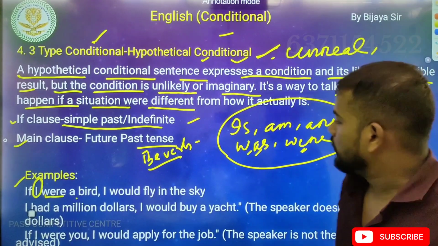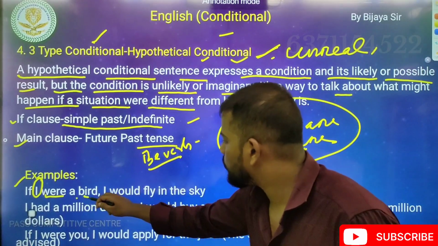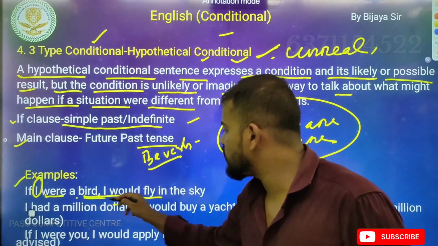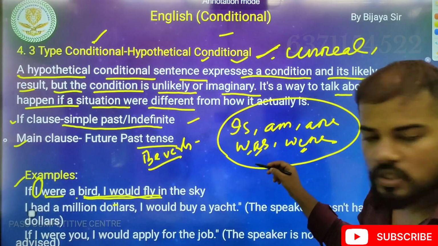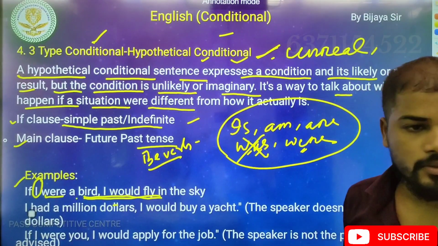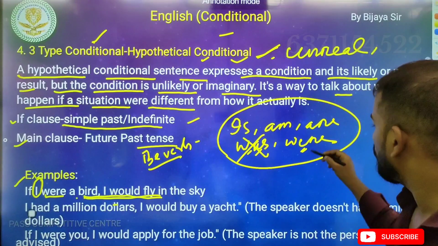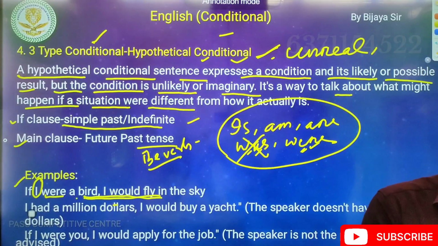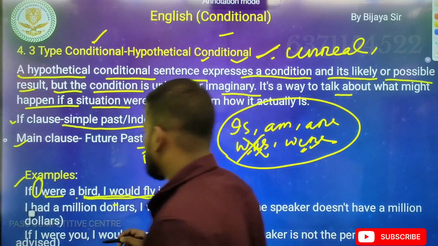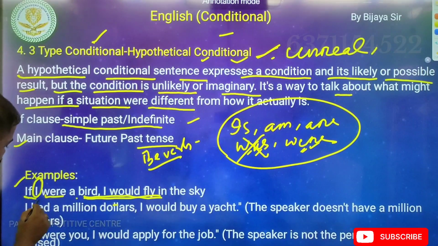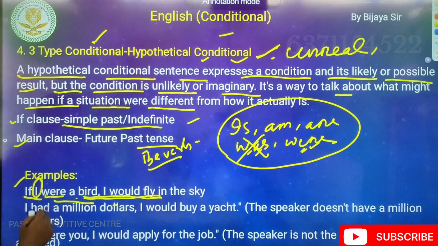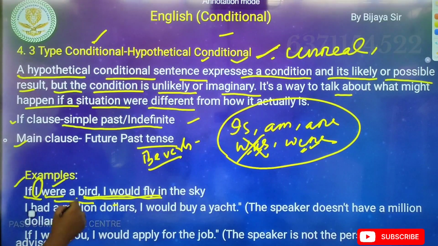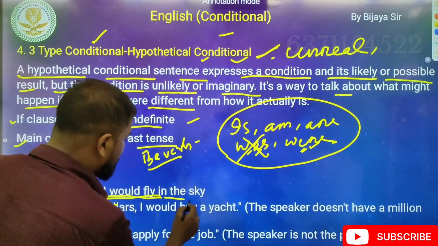So in this kind of conditional, where hypothetical conditional is formed, we cannot use was with the subject. So which one is left? Were is left. So we will use were with the subject in the hypothetical conditional. So look at the sentence, dear students. If I were a bird. So we use were with the subject. If I were a bird, I would fly in the sky.